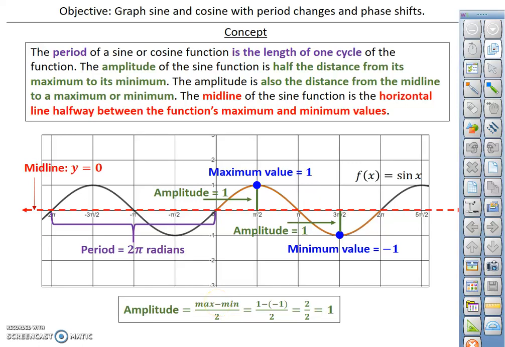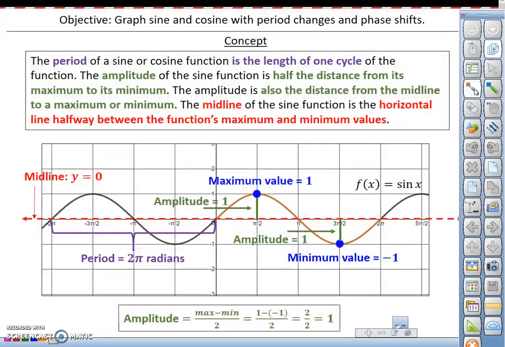All right, this is the beginning of the lesson on graphing sine and cosine functions that have period changes and phase shifts. So, we've learned about amplitude, midline, and the period of the sine and cosine functions, the parent functions, y equals sine of x and y equals cosine of x being 2 pi radians.